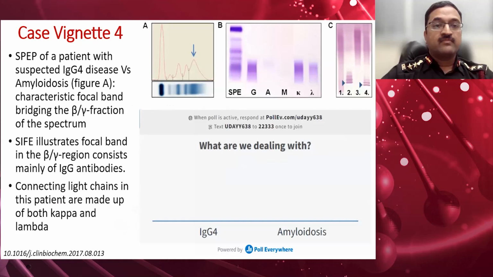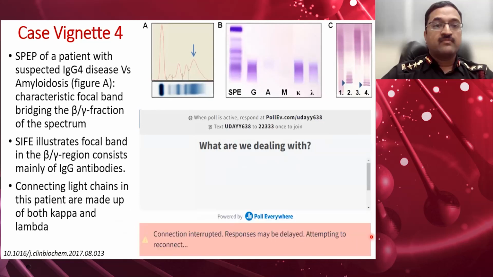You see immunofixation, and graph B actually shows isoelectric focusing. So what do you think? You see that these patients actually have a focal band in the gamma globulin region, consisting mainly of antibodies. If you look at the light chains, the patient has both kappa as well as lambda. And in the last one, if you look at the isoelectric focusing, it closely mimics a patient with plasma cell disease. And we need to be very careful in diagnosing such cases.